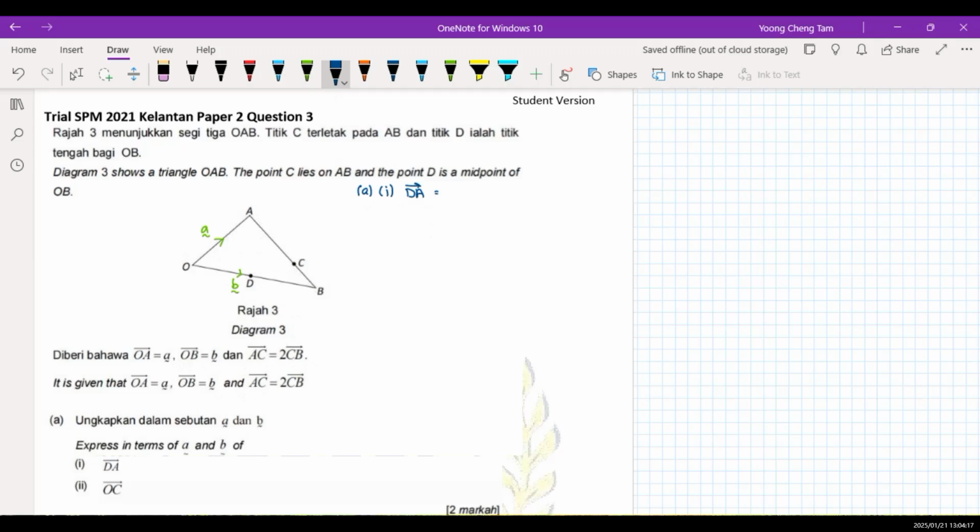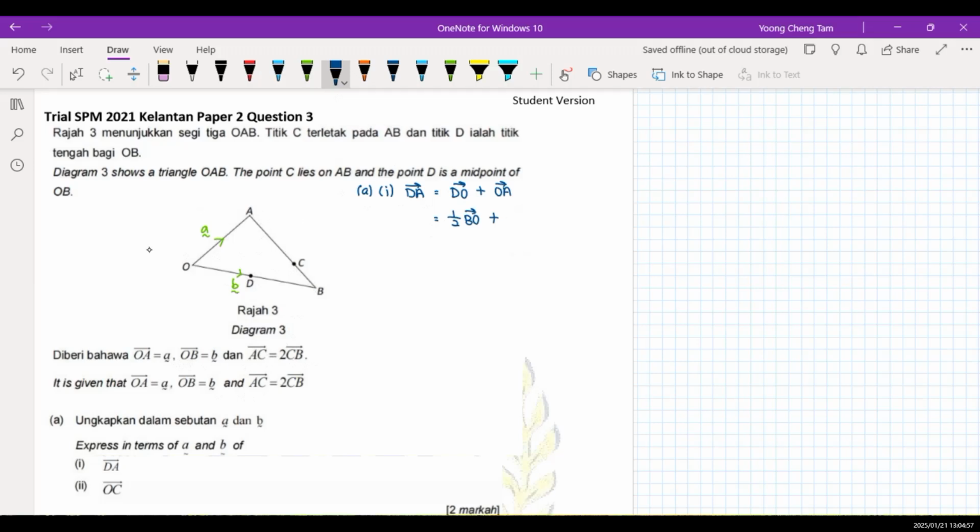So how to go from D to A? Based on the vectors that you have, the answer will be DO plus OA. So DO plus OA will be equal to DA. Now let's substitute the vectors. DO, because D is the midpoint, is half of BO. Because D is the midpoint, DO is 1 over 2 of BO.